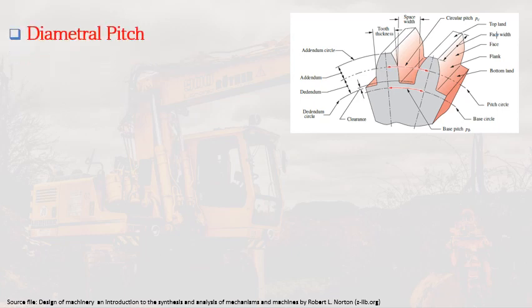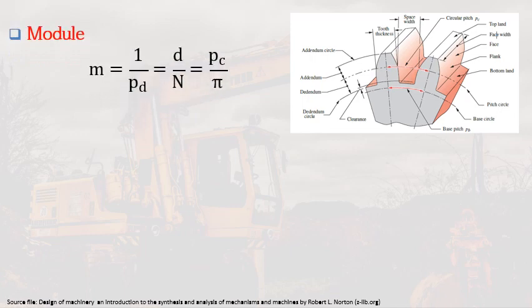Then we have the diametral pitch, denoted by the symbol Pd, which is equal to the number of teeth divided by the pitch circle diameter, or d. Based on our previous equation, it can also be written in terms of the circular pitch, which is pi over Pc. On the other hand, in the metric unit, we have the module. The module is just the reverse of the diametral pitch, so it can be written as the diameter over the number of teeth.